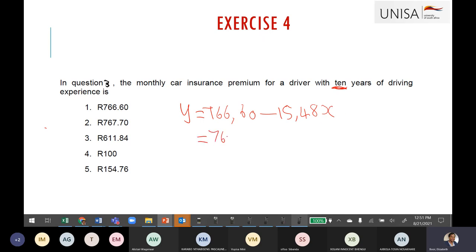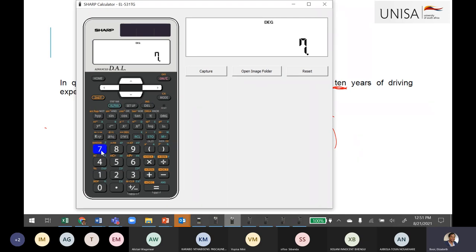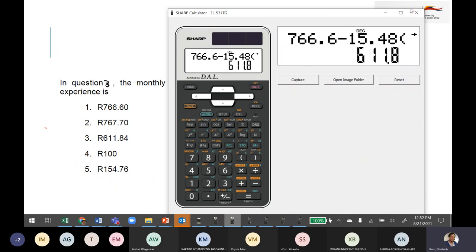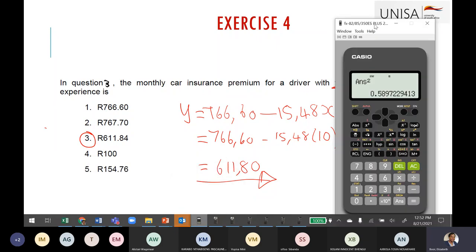All we need to do is 766.60 minus 15.48 times 10, because that is what we are estimating. Calculate. I'll have to choose another calculator that I'm not using at this point. So we have 766.60, not plus, let's delete, minus 15.48, open bracket, 10, close bracket, equals 61180. That is the estimate. That is the value. So from the calculators that we used, we can go and estimate the value.